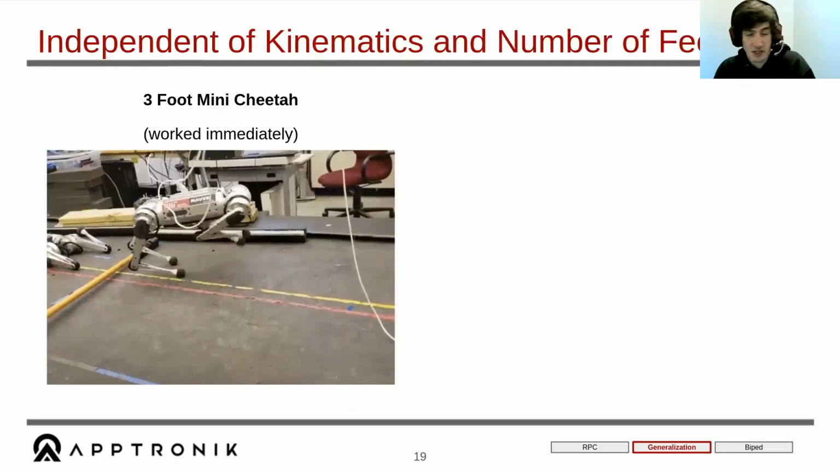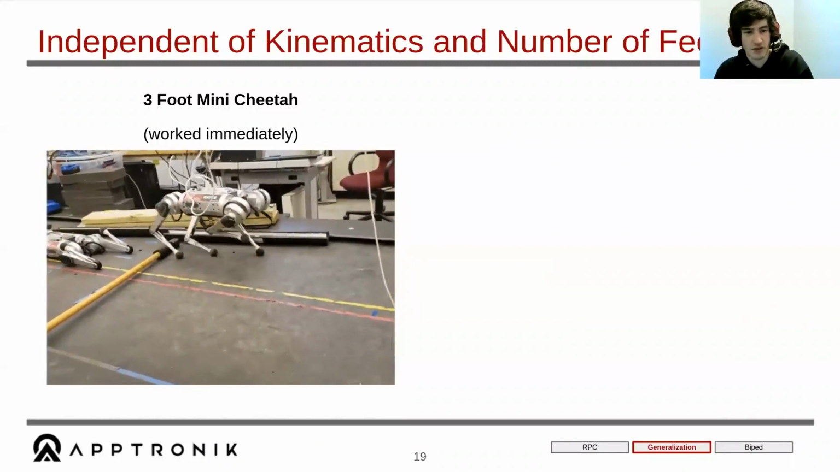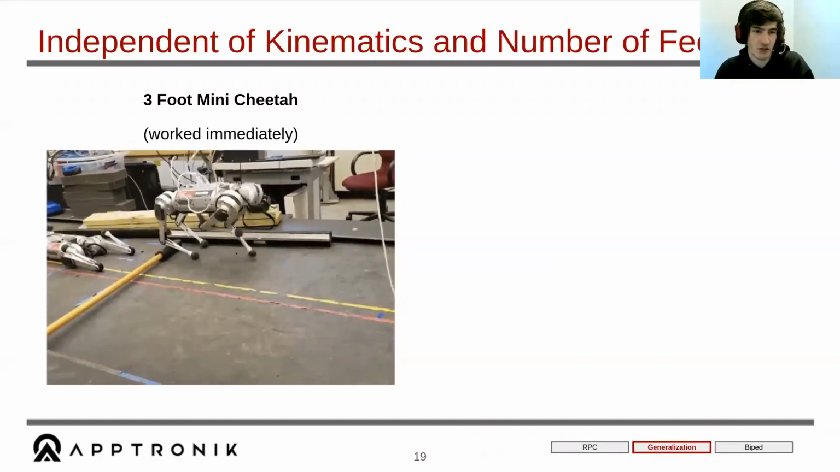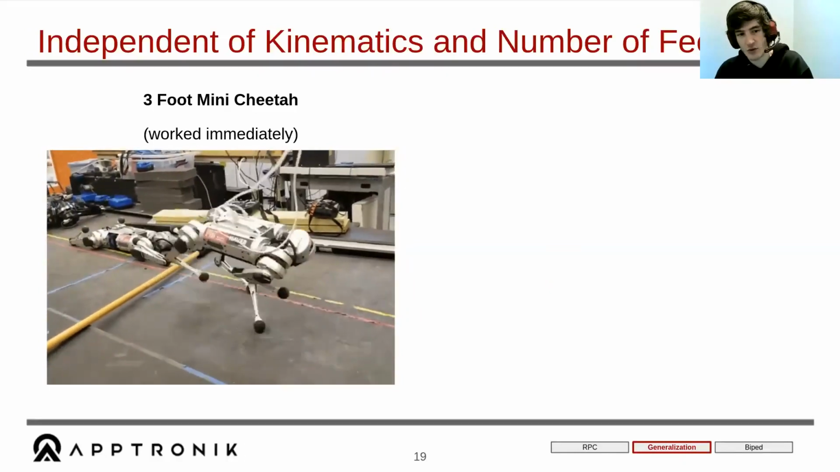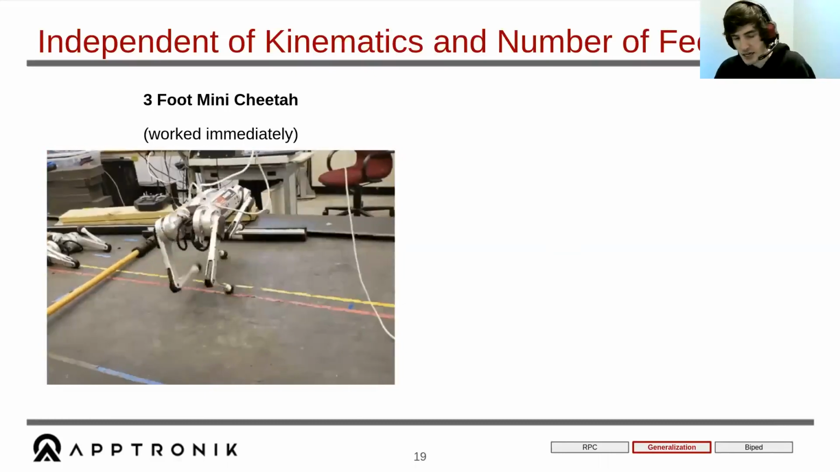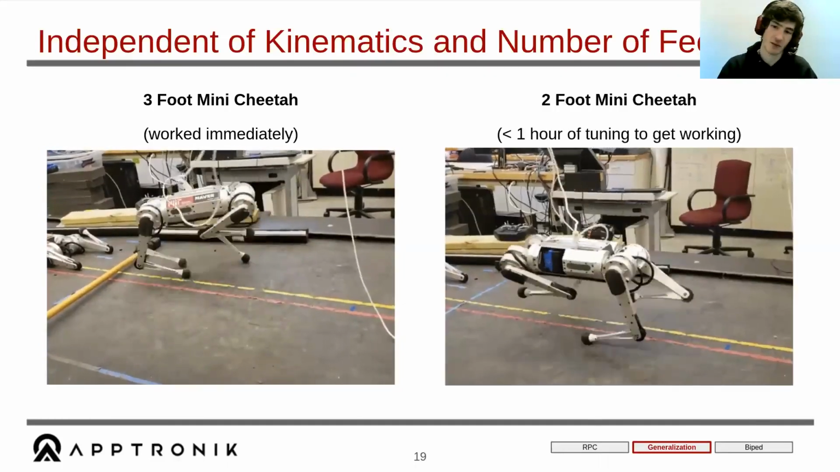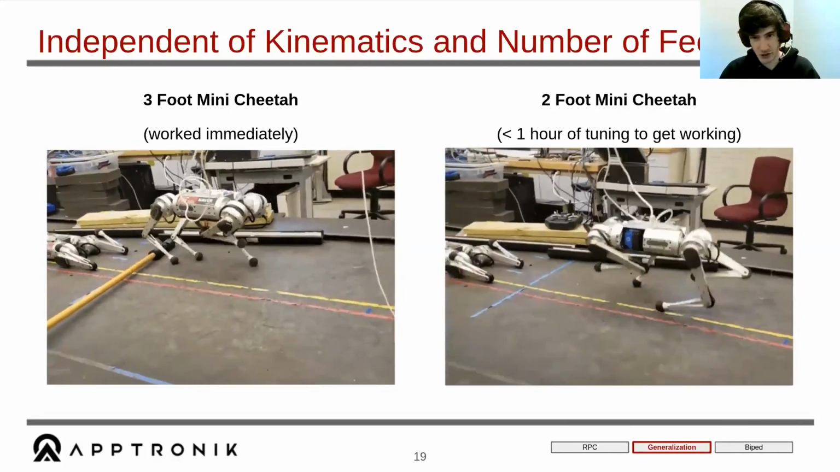First, I was curious to see if it would work on the Mini Cheetah with less than 4 feet. So the first one was, I basically disabled one of the feet in the optimization, and the robot was able to walk around on 3 feet, no problem. Didn't even have to change any gains. And then I was able to get it walking on 2 feet. And this was a little trickier.